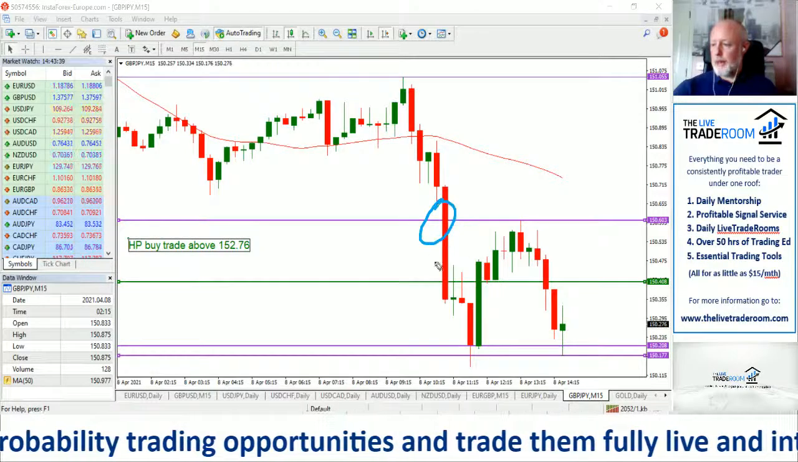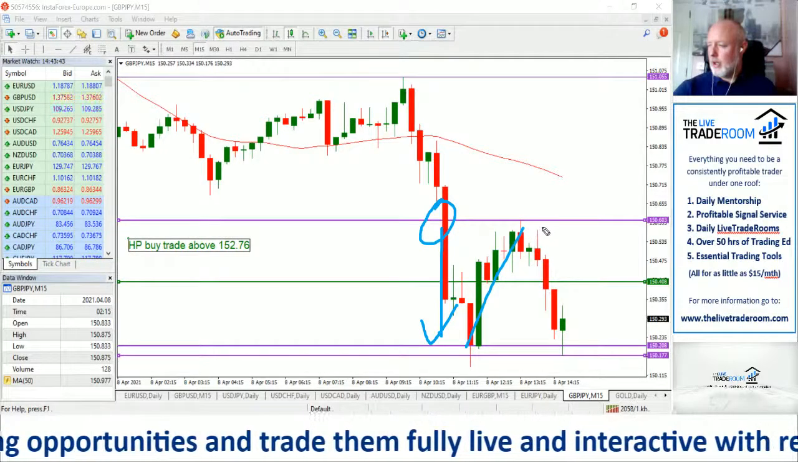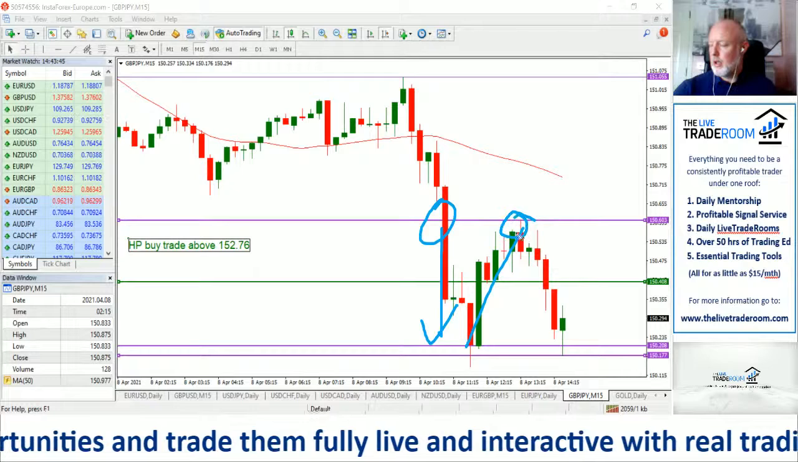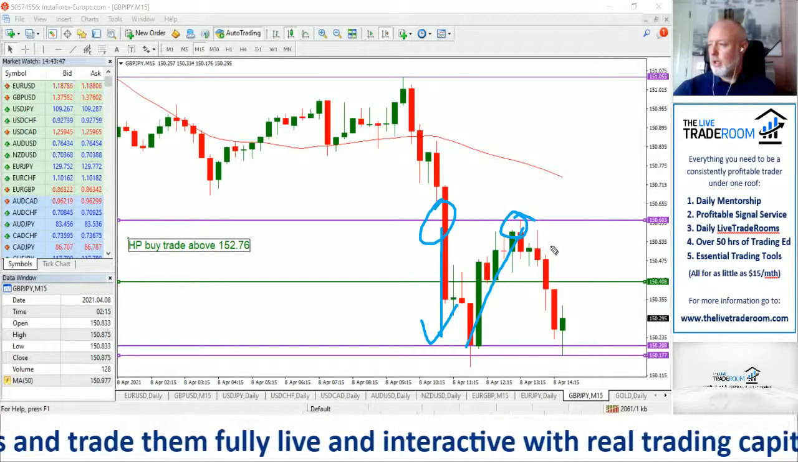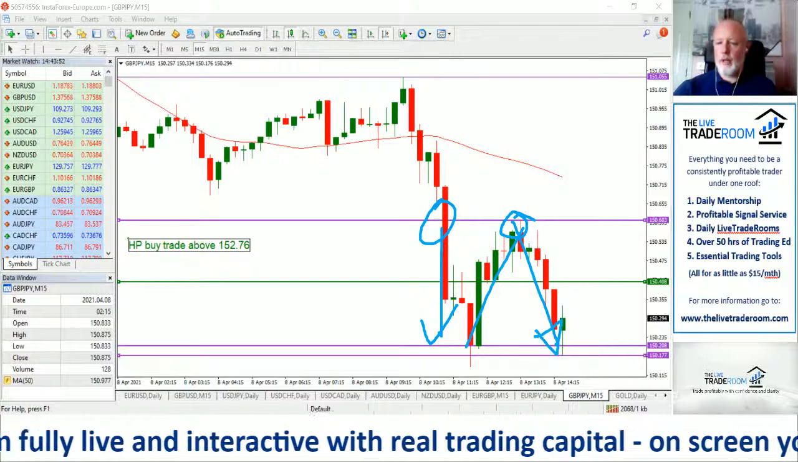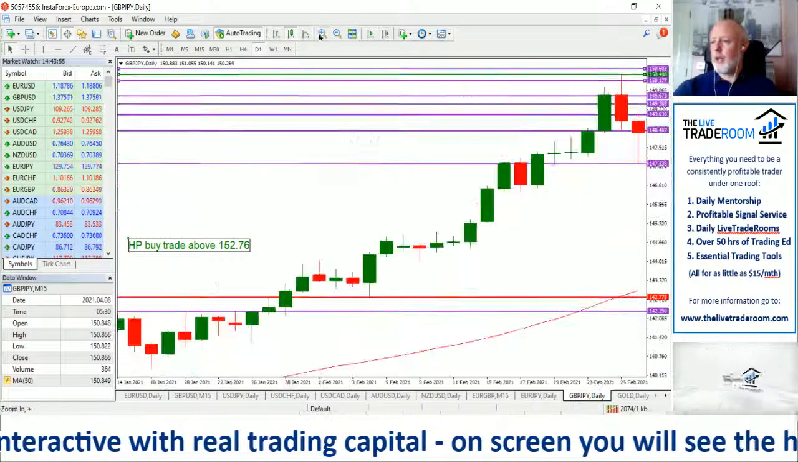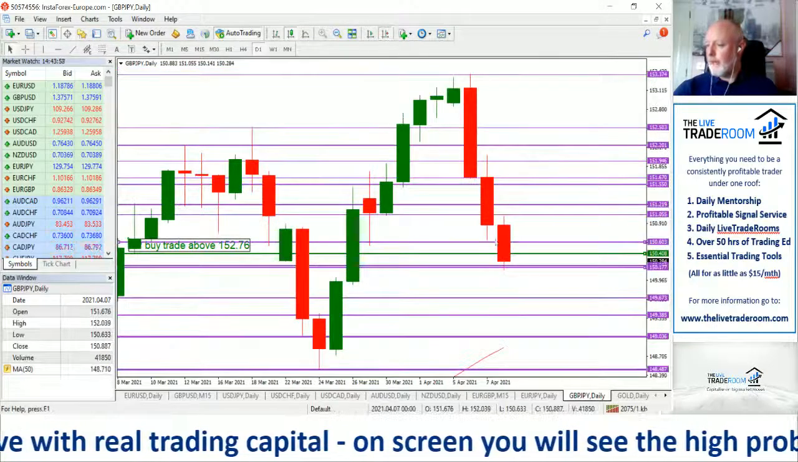So there's your breakout trade, there's your nice move to the downside, you get the pullback, and now you're getting that extended move to the downside. Sorry, let me just get this on the daily time frame.